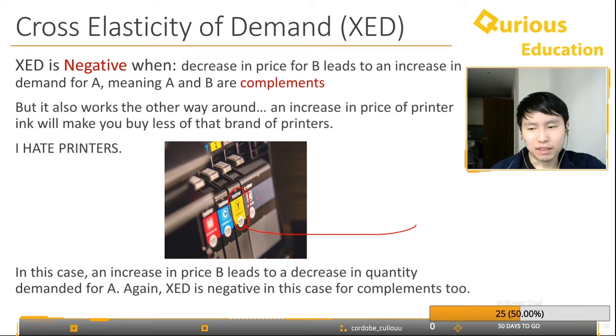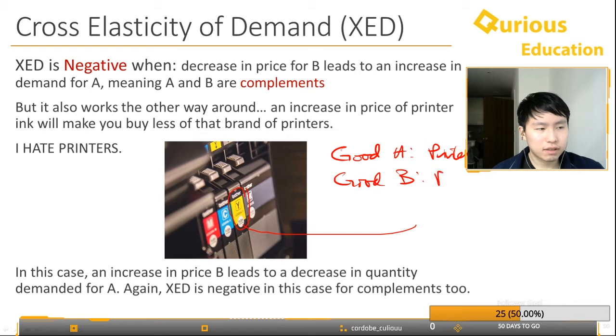So therefore, similarly, let's say if good A would be the printer in this case, and good B would be the printer ink, so if the... I'll just write out the formula here as well.